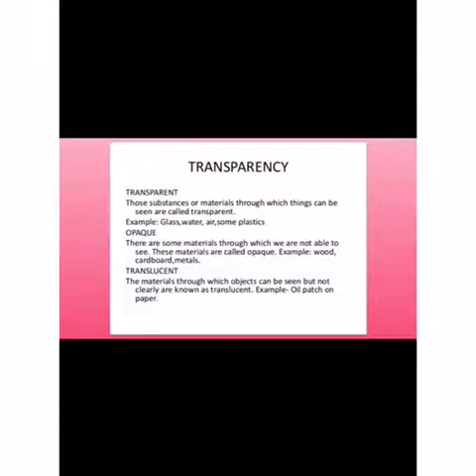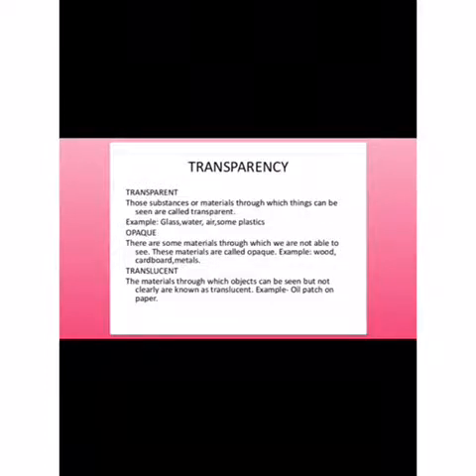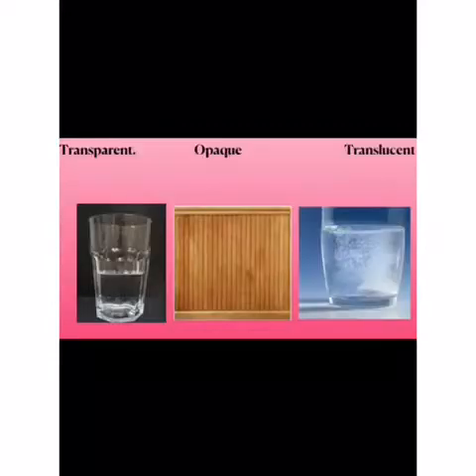Now, translucent materials, through which an object can be seen but not clearly, are known as translucent objects. For example, oily paper, sandpaper, butter paper, smoke. We are not able to see clearly through them, and they are known as translucent materials. You can see water is transparent, wood is opaque, and chalk powder is translucent.